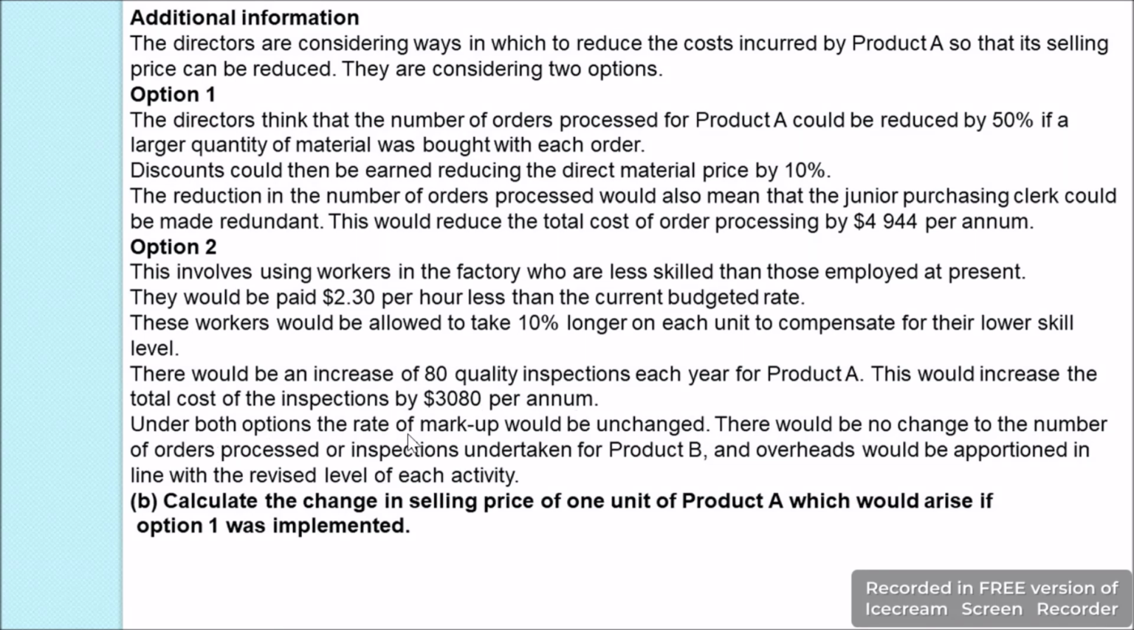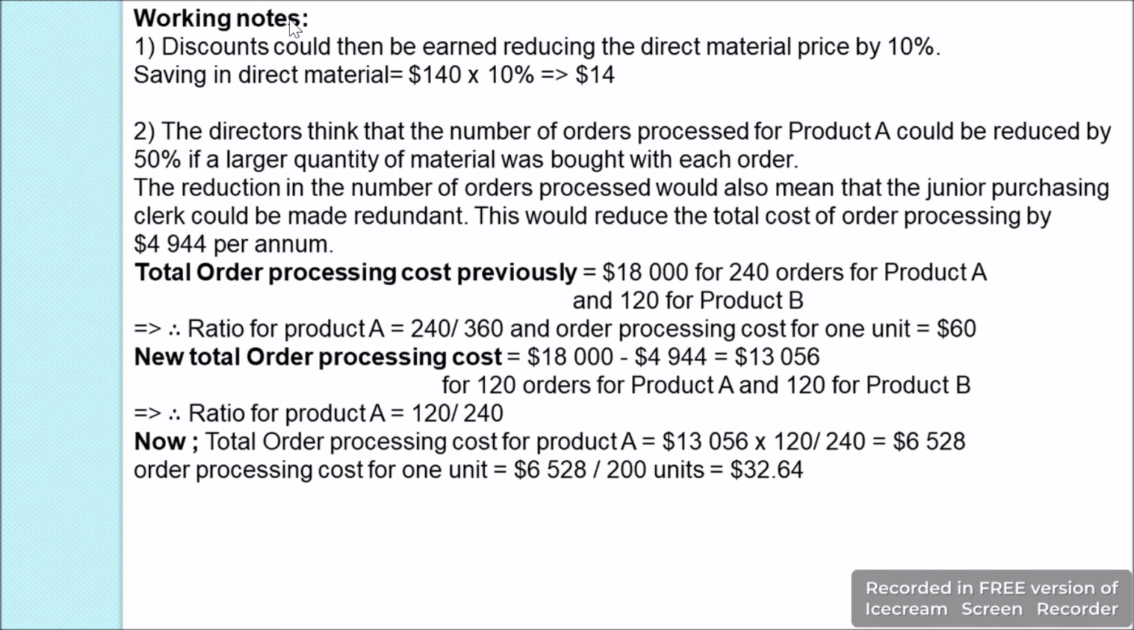Under both options, the rate of markup would be unchanged. There would be no change to the number of orders processed or inspections undertaken for product B, and overheads would be apportioned in line with the revised level of each activity. In part B of the question, we are asked to calculate the change in the selling price of 1 unit of product A which would arise if option 1 was implemented. Now let's do the calculation in our working notes. It was given that the discounts could be earned if we are placing a larger quantity of orders.